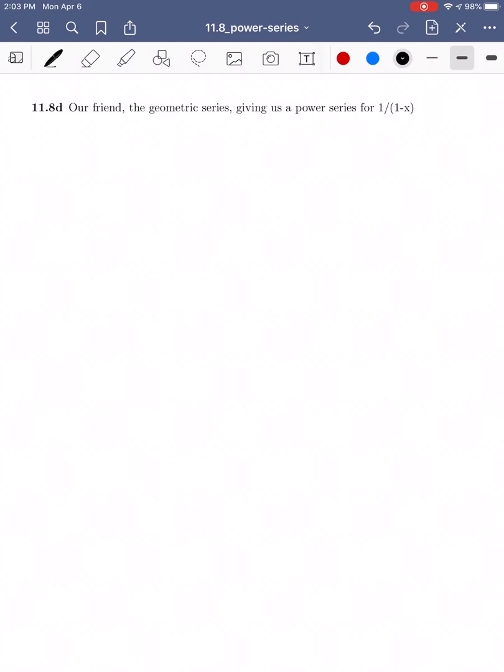Okay, in this segment, what we're going to use is basically this idea of geometric series to give us our first power series representation of a specific function, that function being the function f of x of 1 over 1 minus x. So let's review a couple ideas from geometric series first.